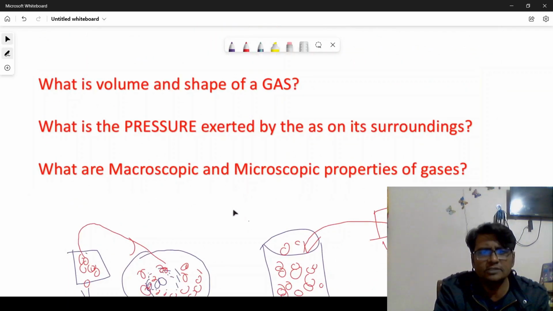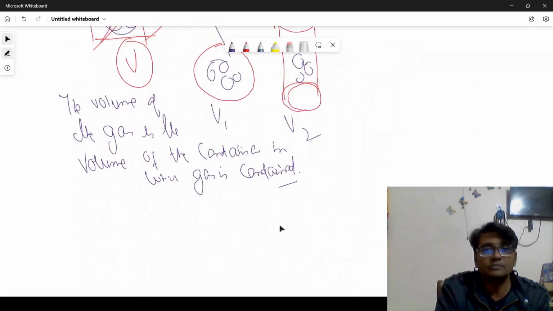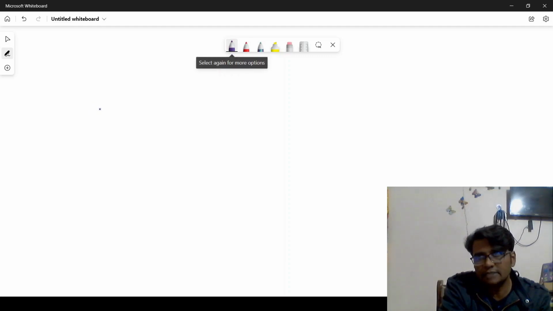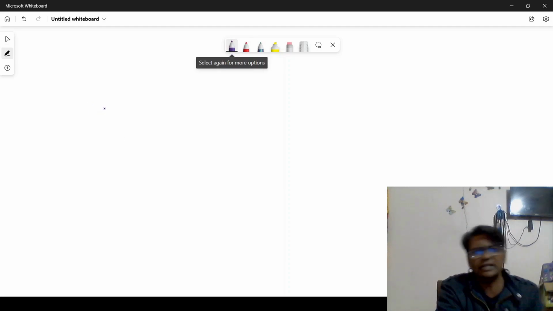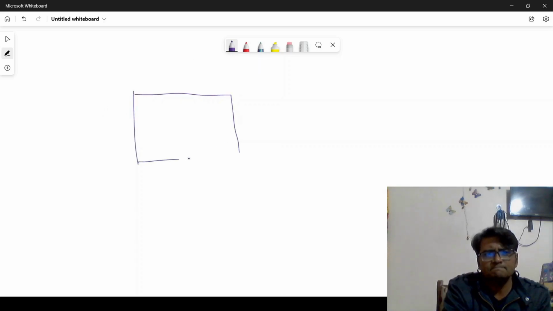What is the pressure exerted by the gas on its surrounding? Sorry for the spelling. Surrounding, leave it for now. Let us take a container.